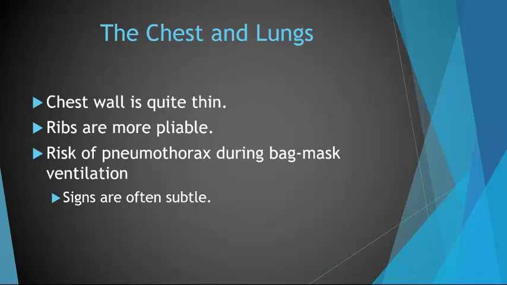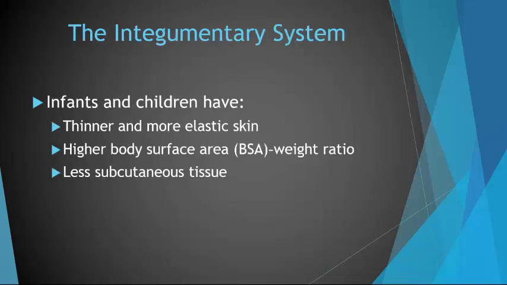The lungs are prone to pneumothorax from excessive pressures during bag mask ventilations. You definitely want to look for signs of chest injuries with suspected chest trauma. With the integumentary system, infants and children have thinner, more elastic skin, a higher body surface area to weight ratio, and less subcutaneous or fatty tissue. These factors contribute to increased risk of injury following exposure to temperature extremes, increased risk of hypothermia, which can complicate resuscitative efforts, and dehydration, and increased severity of burns.